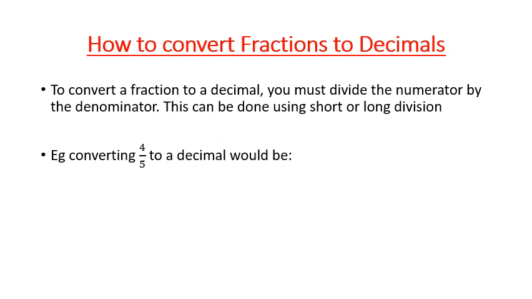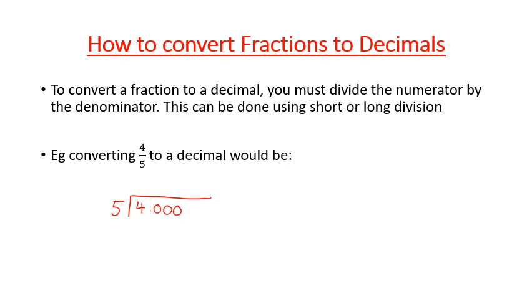Now, how do you convert the other way? So how do you convert fractions to decimals? Well, essentially, you've just got to divide the numerator by the denominator. And you can use short division or long division for this. So one way I like to think about it is you stick your bum out, which means that the bottom number, which is a 5 in this case, or the denominator, is outside the shed. All right, so stick your bum out. And the numerator is inside the shed.